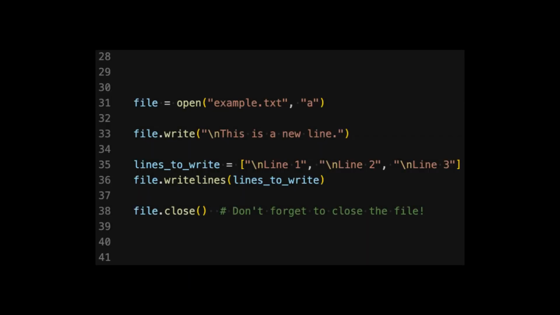To write to a file, we can use the write method for strings or writelines for lists. First, open the file in write or append mode, then call write or writelines with the content you want to add. Remember, using write mode will overwrite the file, while append mode will add the content at the end.